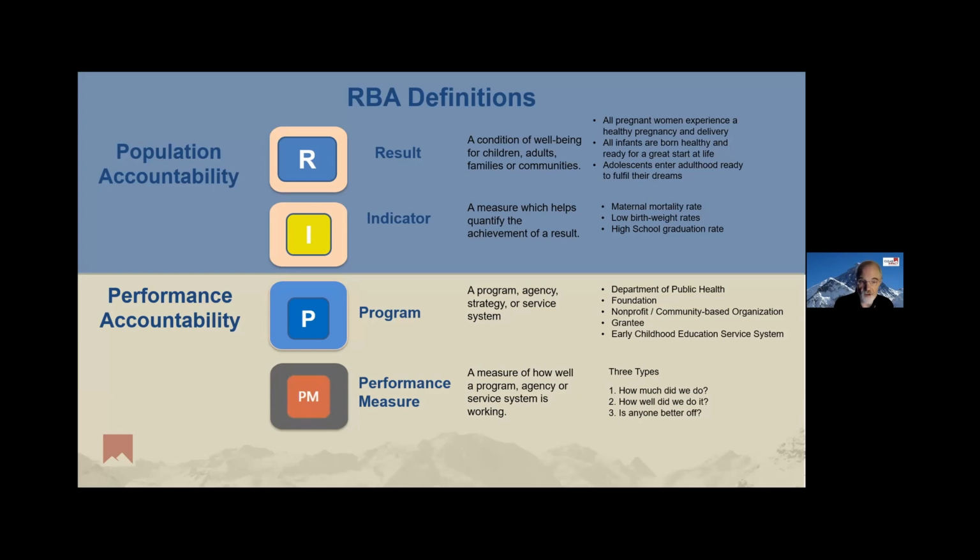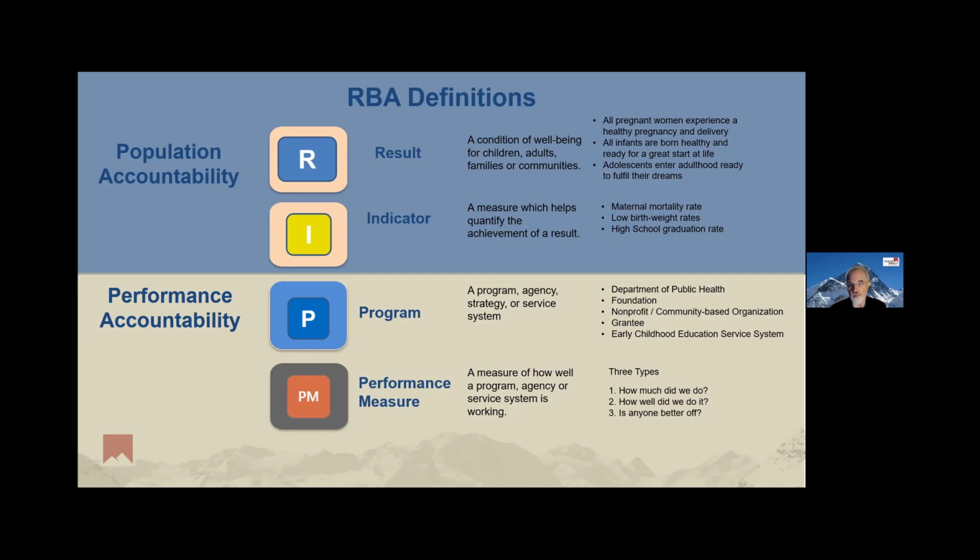So in RBA, there are only 6 concepts that you all have to agree to the terms and the definitions. Again, population accountability and performance accountability. And then under population accountability, 2 terms, a result and an indicator. A result is the condition of well-being for children, adults, families, or communities, because we're working to do ends to means decision-making. So we have to be very clear about what is that North Star, what we're trying to achieve. And so a result tells us that.